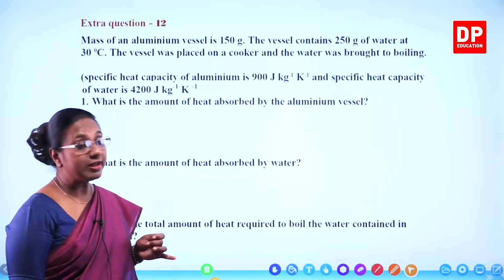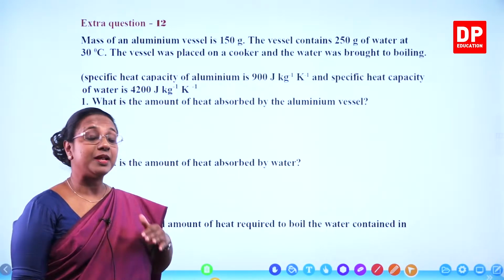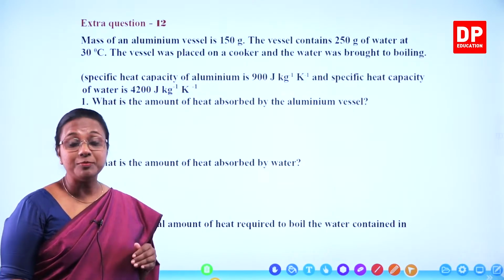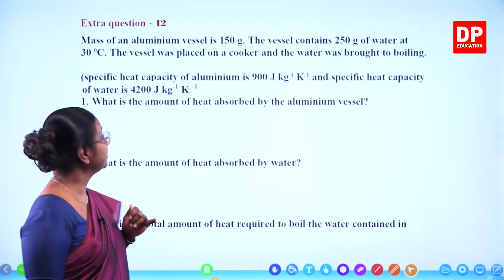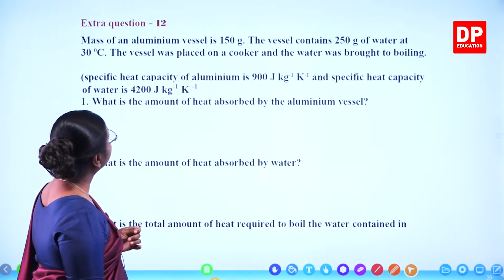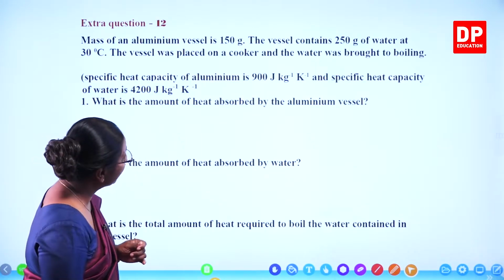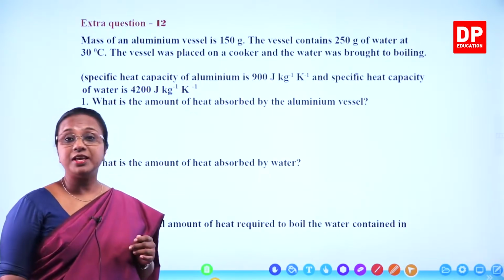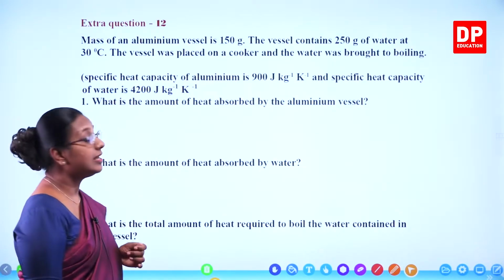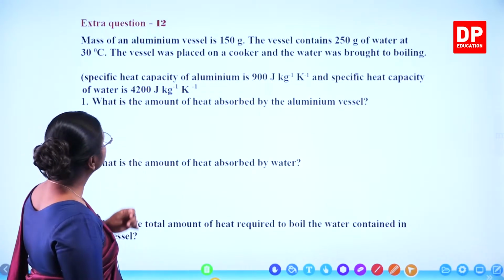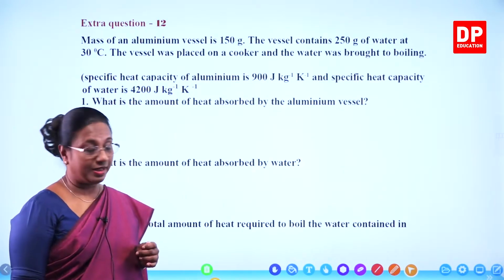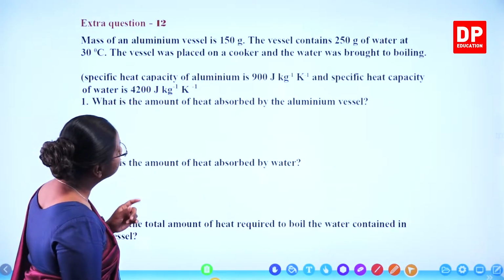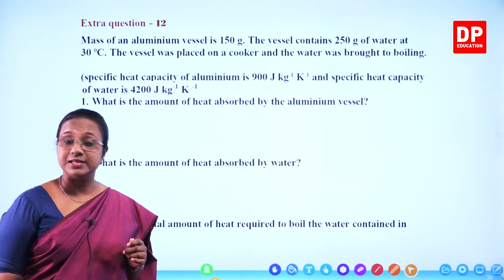So when they say boiling, you all know at 1 atm pressure, normally the room pressure, the boiling point of water is 100 degrees Celsius. The specific heat capacity of aluminium is given to you as 900 joule per kilogram per Kelvin, and the specific heat capacity of water is 4200 joules per kilogram per Kelvin. So the first question. What is the amount of heat absorbed by the aluminium vessel?